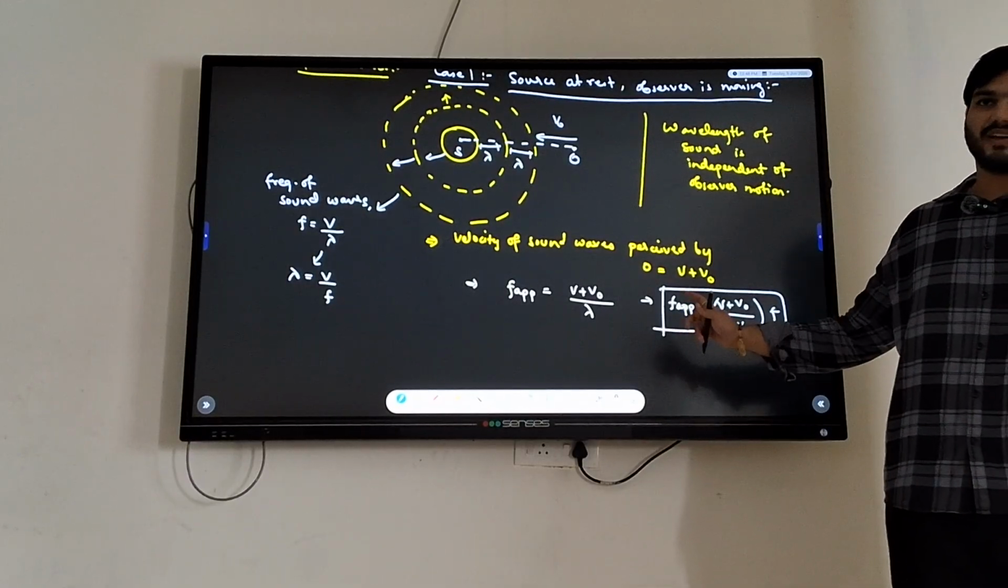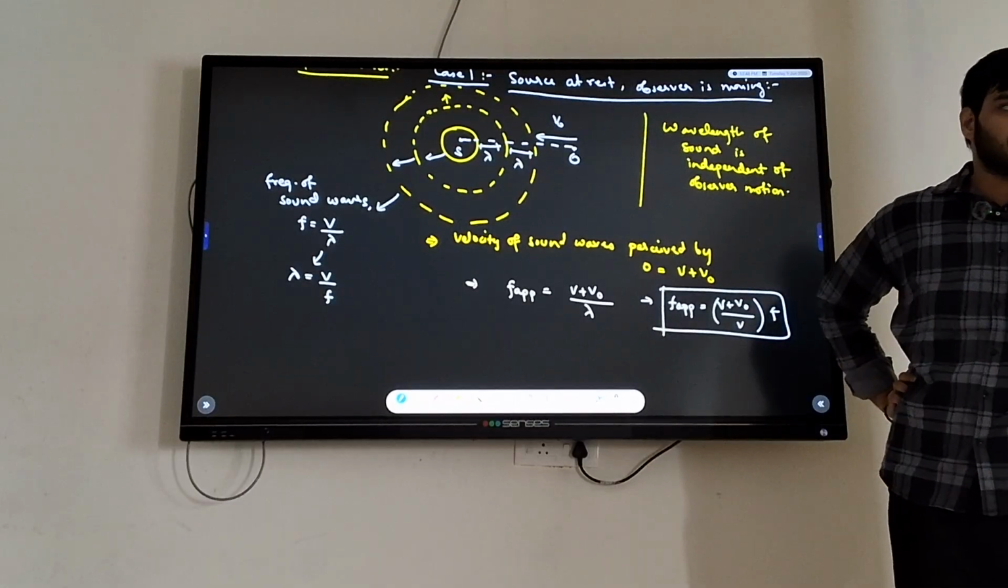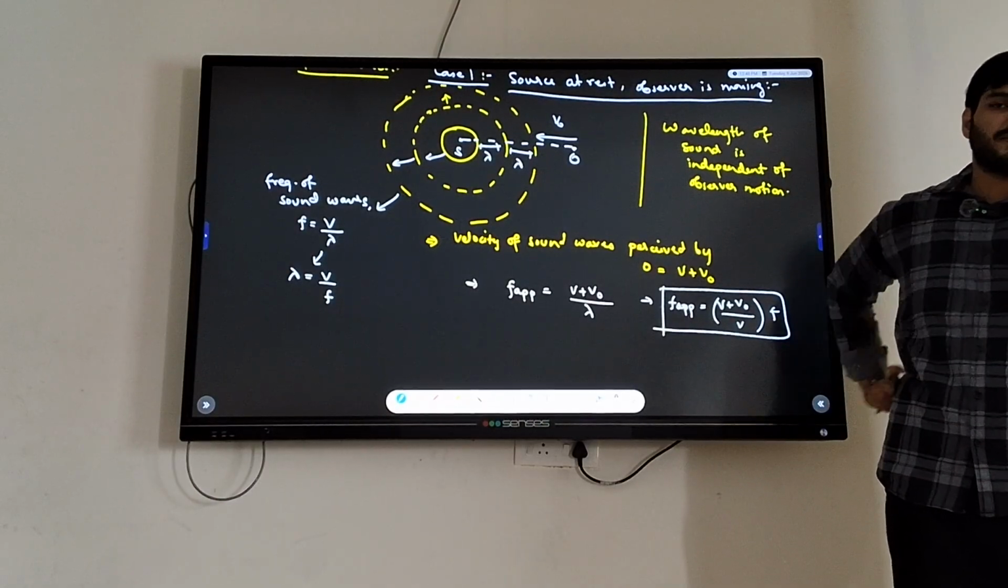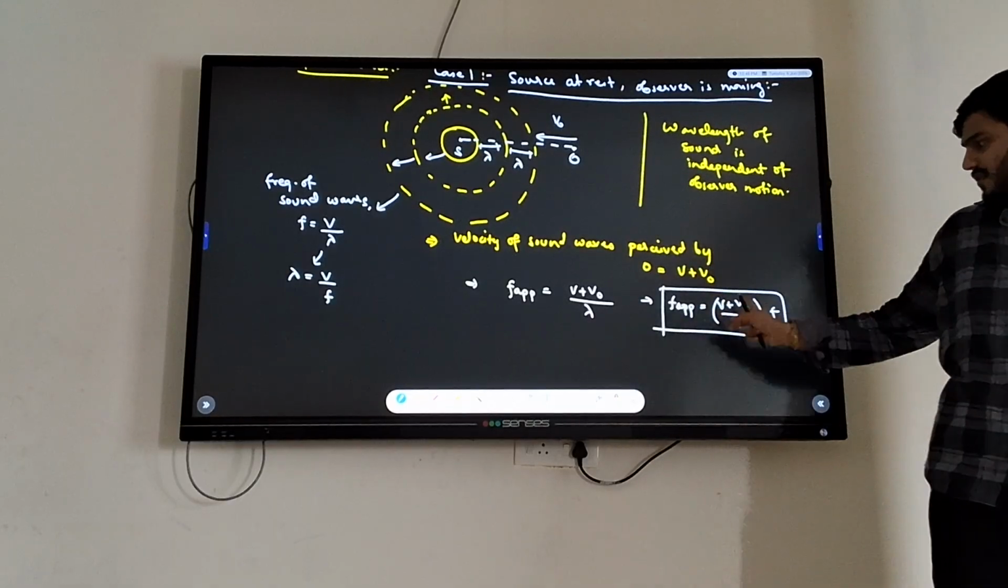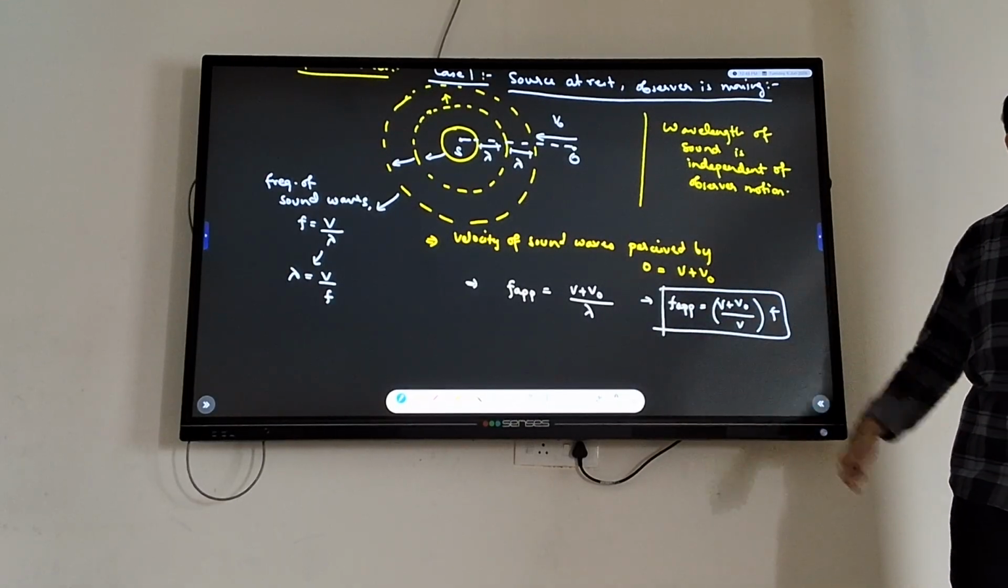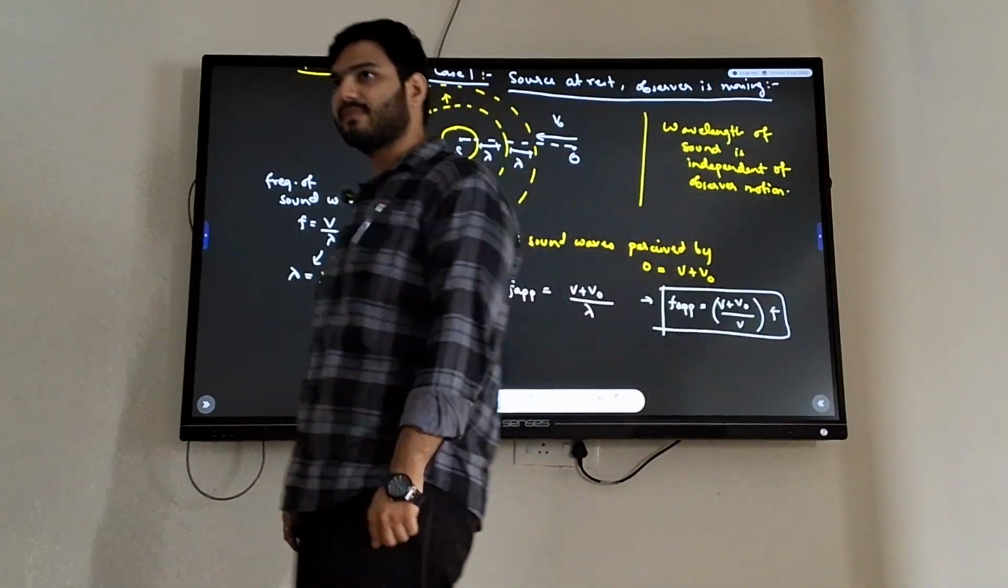If you were to take a case where your observer is moving away from the source, what will the formula become then? V minus V naught, because now your V naught sign should be changed. And then you can see directly that the frequency will be decreased now. Yes or no?